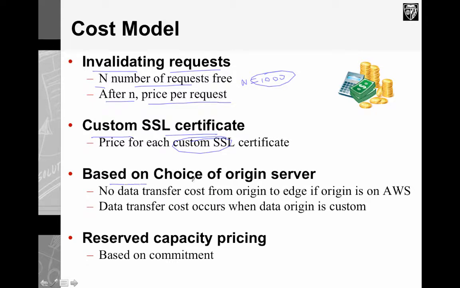Also, based upon the choice of origin server, whether you are using the AWS infrastructure as the origin server or you're using custom infrastructure as the origin server, there are going to be two different prices. If your origin server is AWS, no charge. But if your origin server is a custom server, there is going to be a charge for the data transfer out from the origin server into the edge server. So you have to be careful about that. There's also reserved capacity pricing. If you reserve based upon a commitment that you're going to be using for the next 6 months or 9 months or a year, then there is better pricing available.